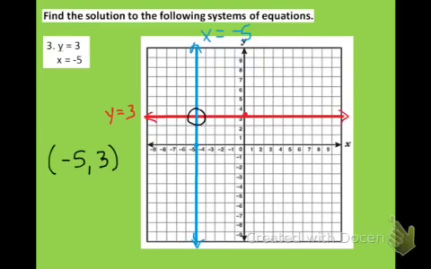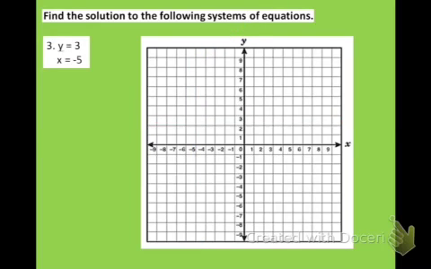So that one's a little trickier because there's no slope or y-intercept for those. So you have a horizontal or vertical line, and you want to find out where they cross. Jumping to number 4.